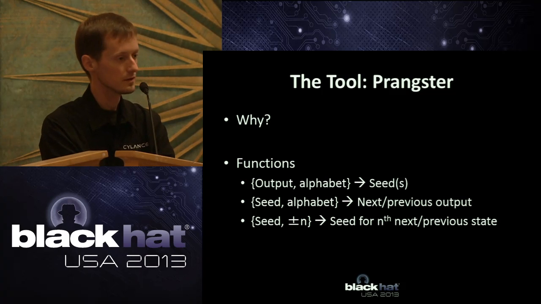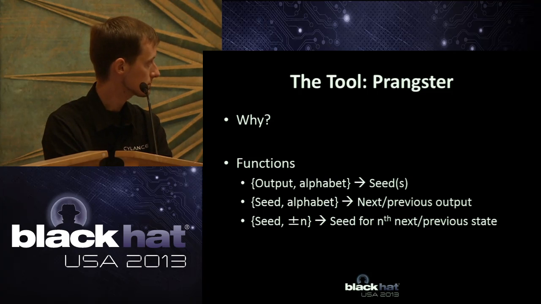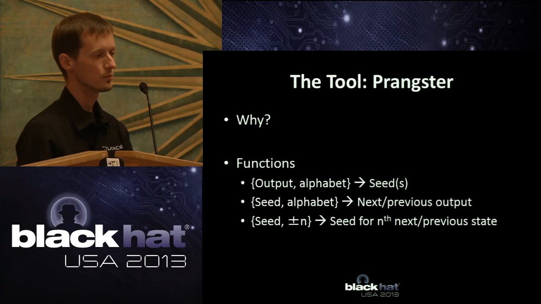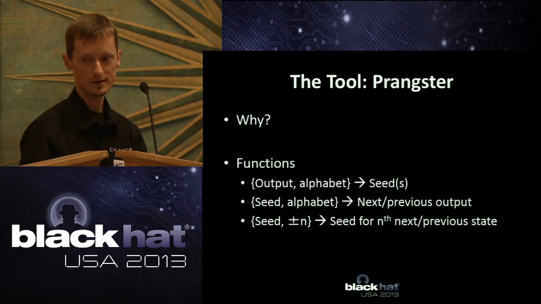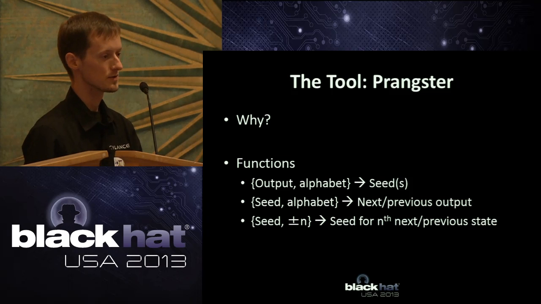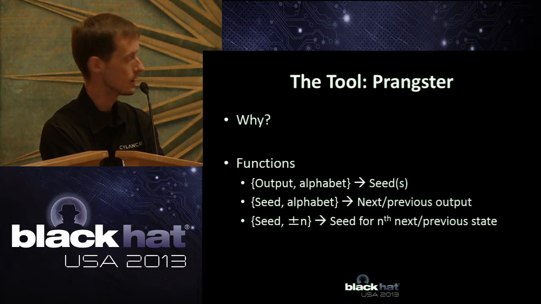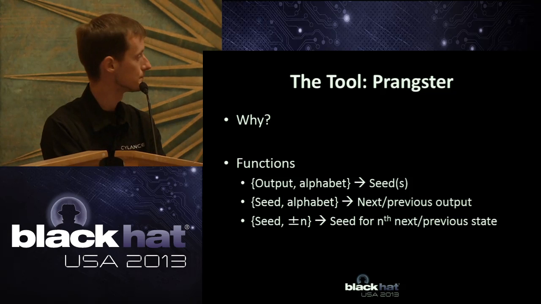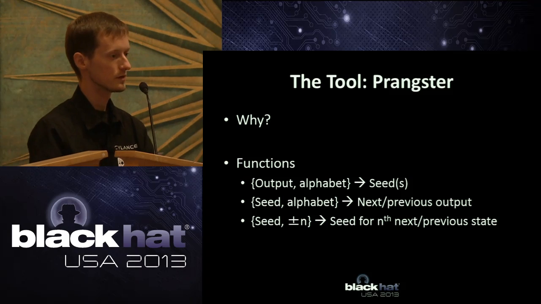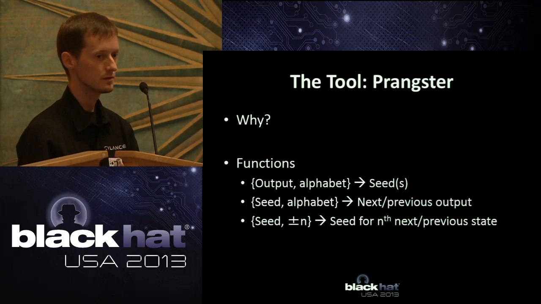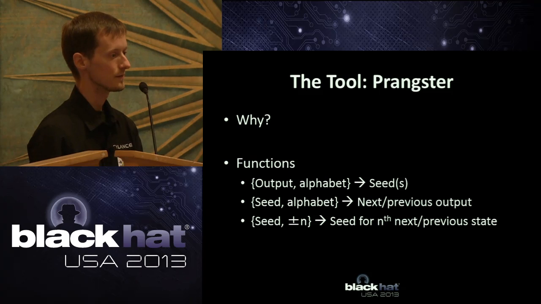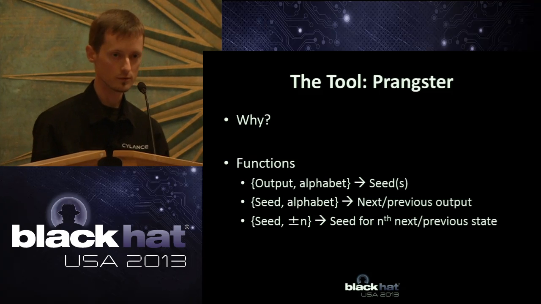So implicit in all these is you have to specify a PRNG. It won't try multiple PRNGs in the current implementation, not that it can't, just that it doesn't. And there's no meta PRNG that it'll figure out the parameters for you. So given a PRNG, a sample of output, and then your guess at an alphabet, feed that to Prankster, and if you're lucky, you'll recover a seed. These other functions are kind of for convenience. If you have a PRNG, a seed, and an alphabet, you could generate the output given that seed.